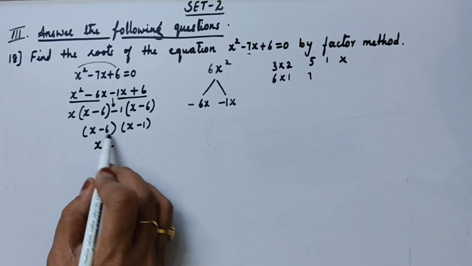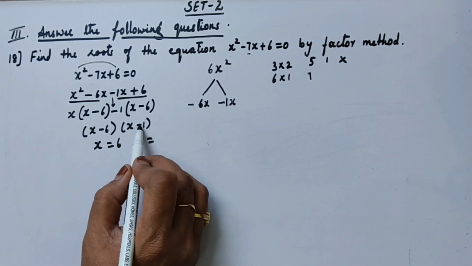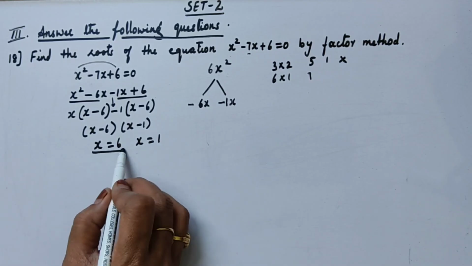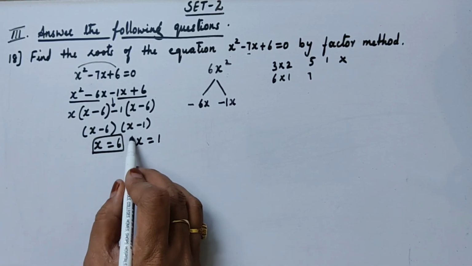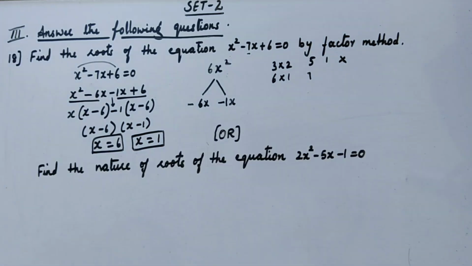So x equals 6. If it is minus 6, we'll write plus 6. x equals minus 1, we write plus 1. So these are the factors, or we say these are the roots of this equation.